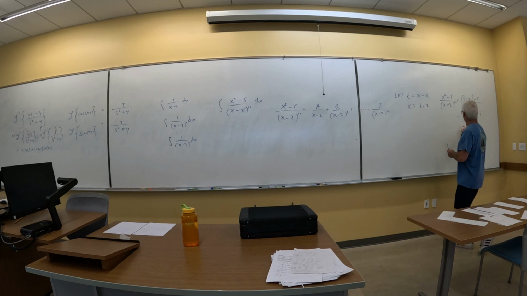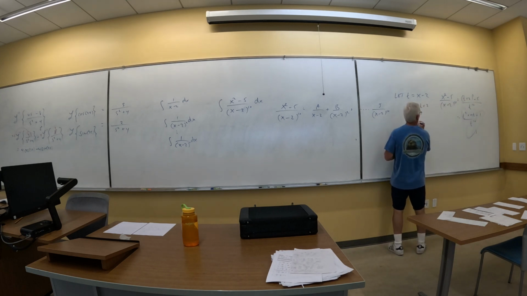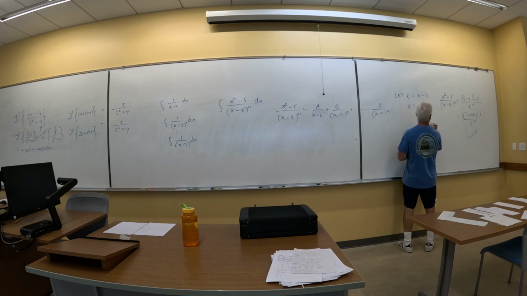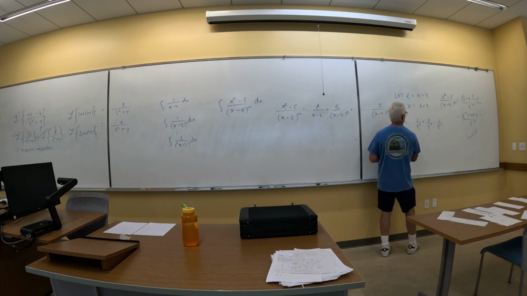So what does this break down to now? 1 over t to the 8th plus 4 over t to the 9th minus 1 over t to the 10th. Now, it's crazy. This is witchcraft.